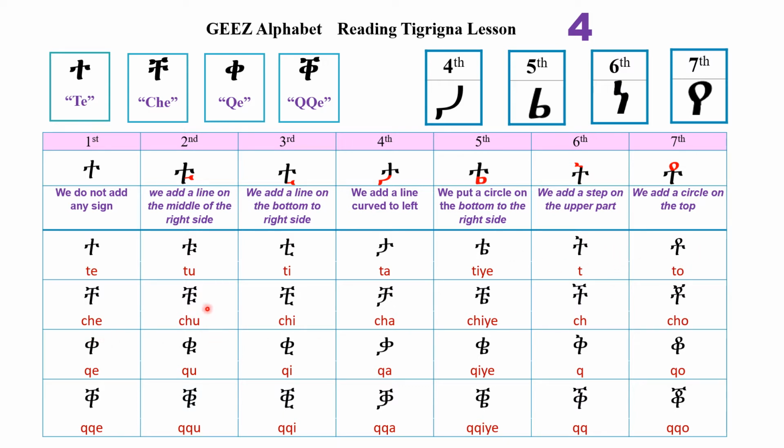Che, chu, chi, cha, che, chi, cho. Ke, ku, ki, ka, ke, k, ko. Ke, ku, ki, ka, ke, ke, ko.